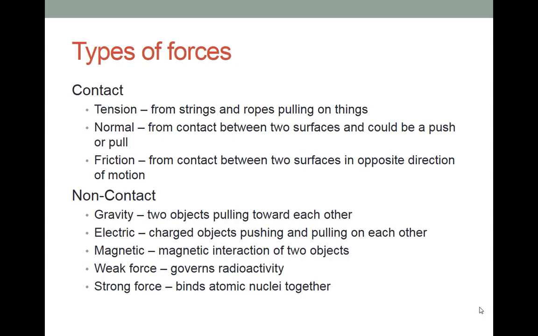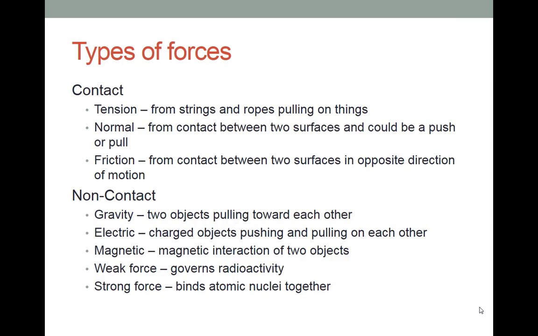In a later unit, when we talk about work and energy, we will divide forces up in a different manner. Okay, so let's look at our contact forces. Tension is a force that comes from strings or ropes, and because it's a string or a rope or maybe even a chain, really you can only pull with a tension force. A normal force comes from contact between two surfaces and could be either a push or a pull.